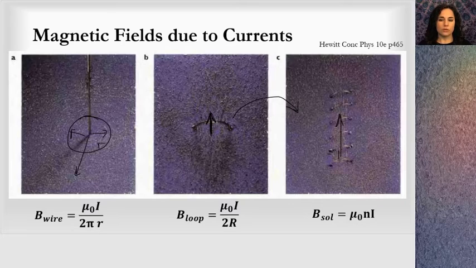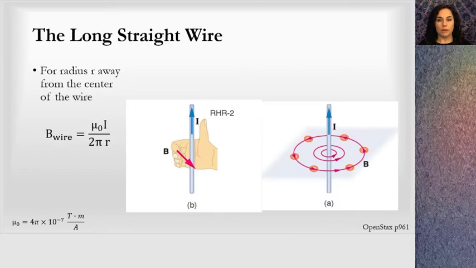So just to review a little bit and do some practice problems, I'm going to talk about each distribution separately again, just to go over details and apply the concept to a problem. So the first geometry I talked about was the long straight wire. Again, we're using the right hand rule. Align your thumb in the direction of the current, and then your fingers will curl in the direction of the magnetic field.